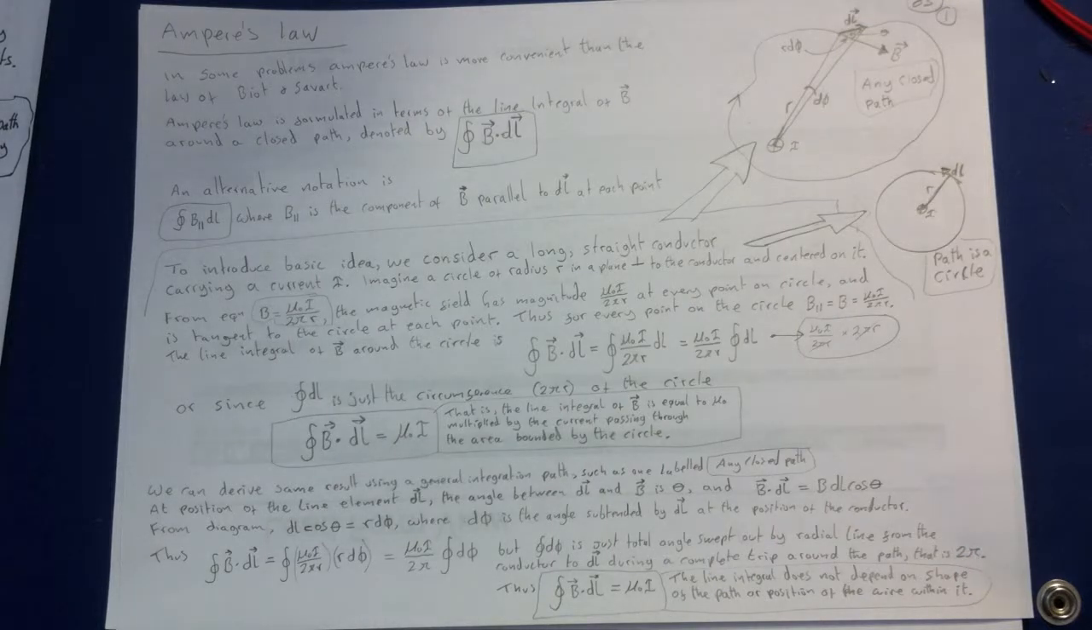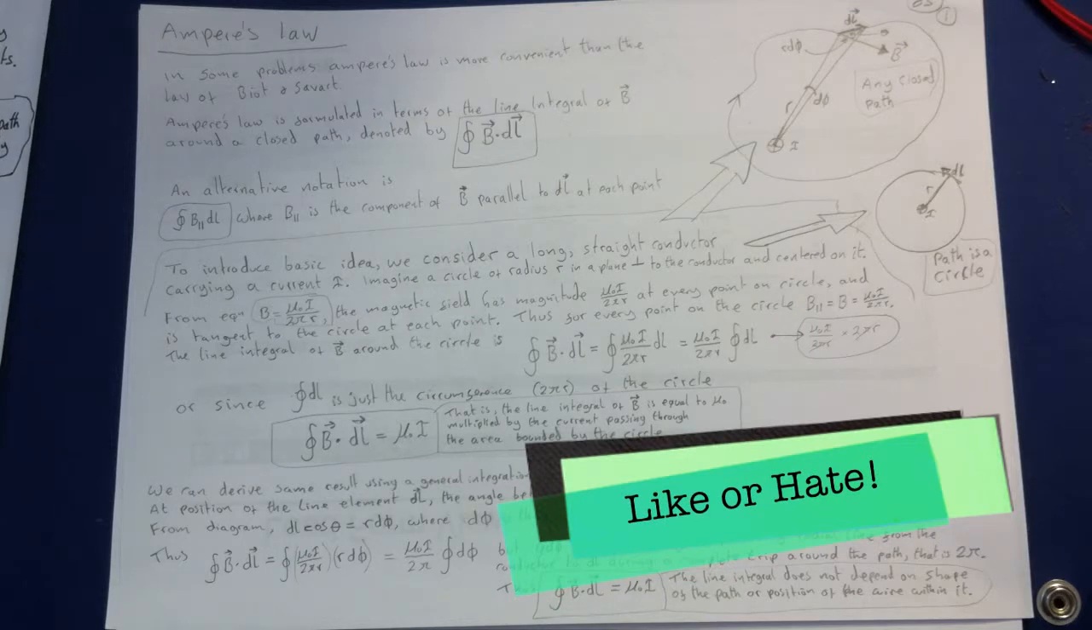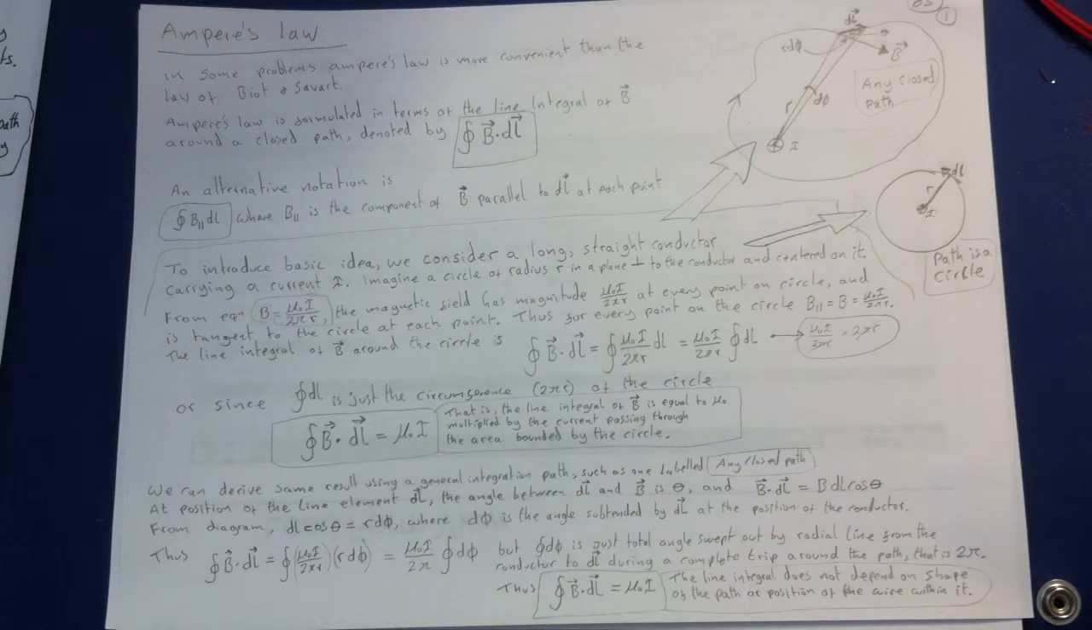It follows that if we interpret I in the closed path integral of B dot dl equals mu naught I to mean the algebraic sum of the currents through an area bounded by a closed path, this equation implies all of the above statements. Thus the general form of Ampere's law is: the line integral of the magnetic field vector B around any closed path is equal to mu naught times the net current through any area bounded by the path.